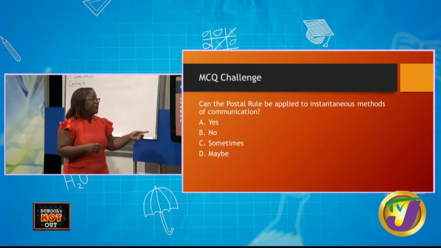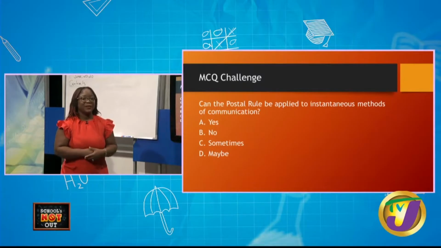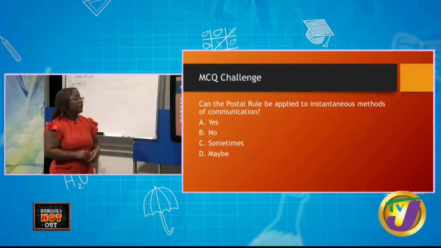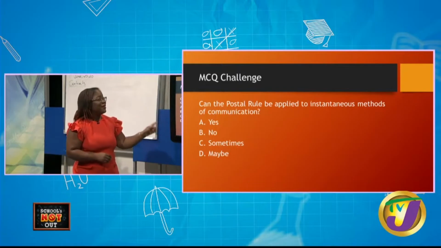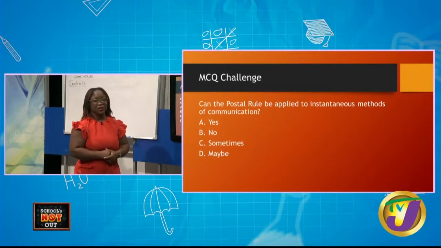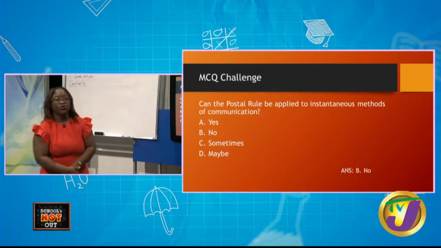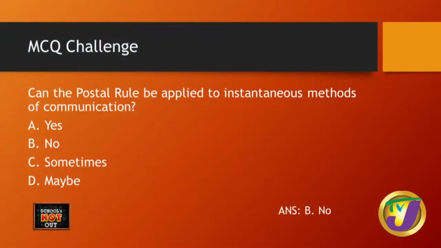Now, there are instantaneous methods through which we can really communicate acceptance. It can be through a phone call, it can be through an email or any other electronic means of communication, right? But the postal rule, as we explained just now, so it says, can the postal rule be applied to instantaneous methods of communication? And that is a no. We do not apply the postal rule because the postal rule says that once the acceptance is mailed, it is enforceable. However, with instantaneous methods, like email, you have to really wait until the offerer actually receives your email for you to be considered to have made your agreement or communicated your agreement.